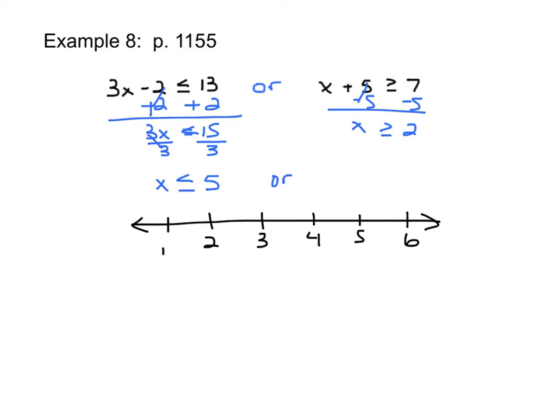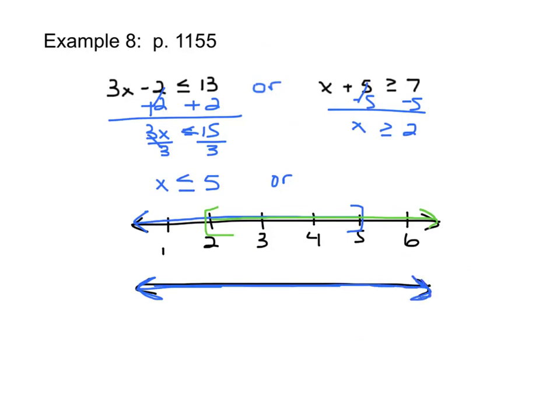Alright, so the first one, x is less than or equal to 5. It's going to be this. X is greater than or equal to 2. Alright, so notice that the whole entire number line is shaded. So if I was graphing my solution, I would just shade the whole number line. And then my interval notation would include everything from negative infinity to positive infinity.